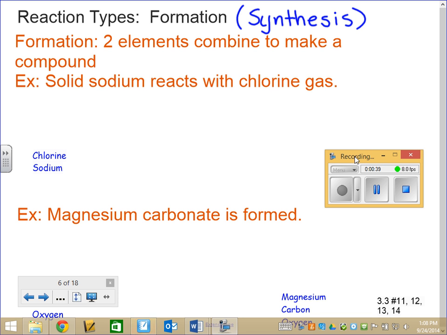So take a moment, write down the description of formation, write down the example, and then we'll do the example together. So we have formation. The description of formation is that two elements combine to make a compound. I'd like to even add a little thing here. Sometimes it's more than two elements, not always, but it can be. The key thing is that I start with elements and I end up with a compound.